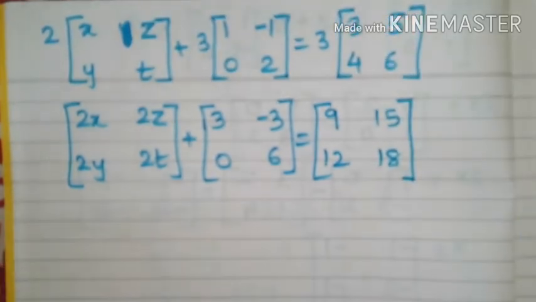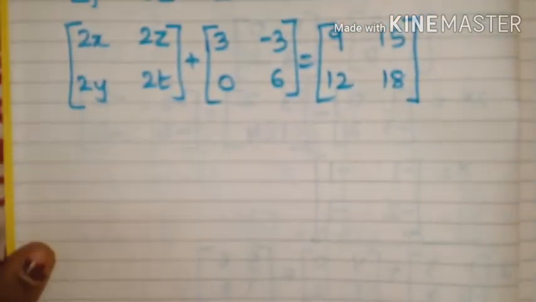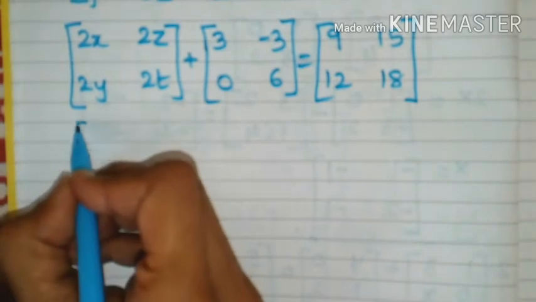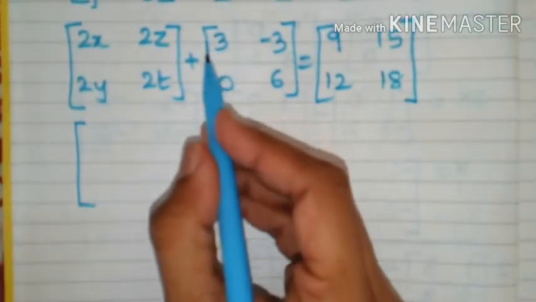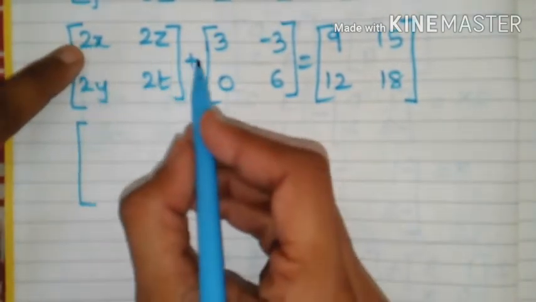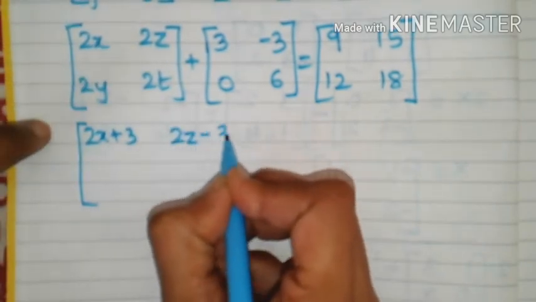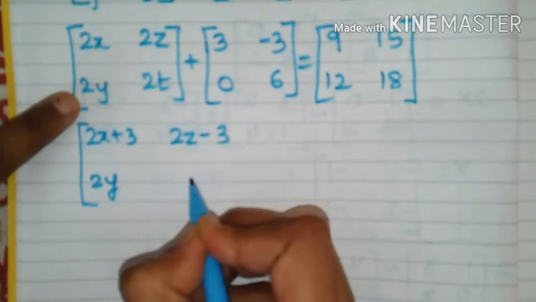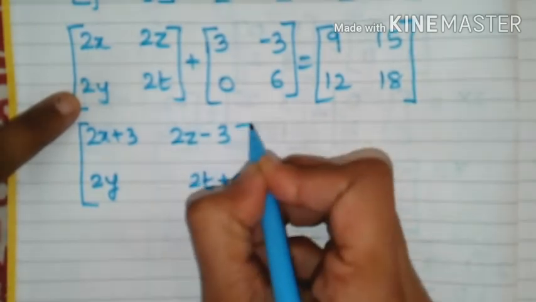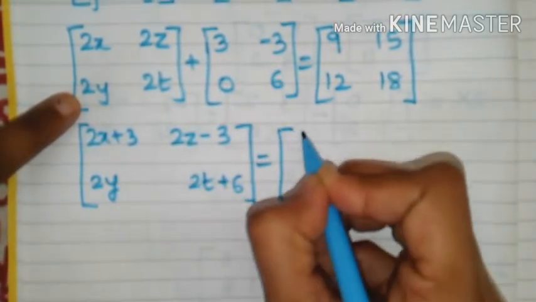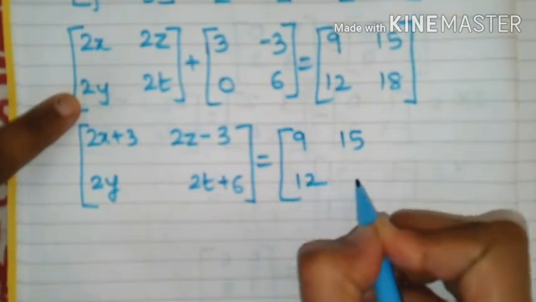That's all. Now what do we do on the left hand side? We have to add these two matrices. So let us do that. We have to add the corresponding matrix elements. So we will get 2x plus 3, 2z minus 3, 2y, and 2t plus 6. This is equal to 9, 15, 12 and 18.